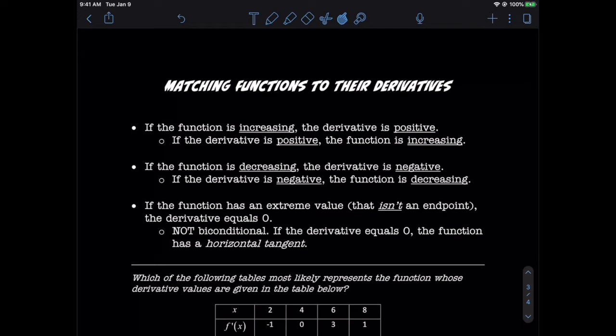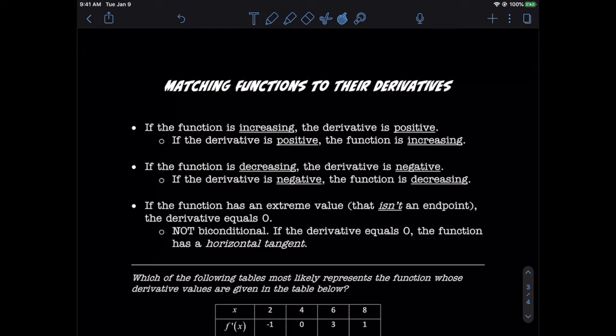To do this, we must understand the basic relationship between functions and their derivatives. Namely, if a function is increasing, then the derivative must be positive. And if the derivative is positive, this also means that the function must be increasing. This relationship goes in both directions. And of course, this also implies that if the function is decreasing, then the derivative must be negative.